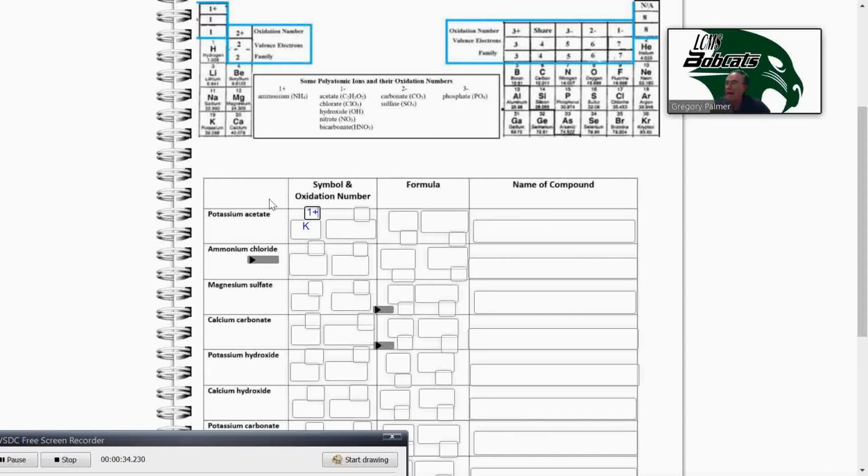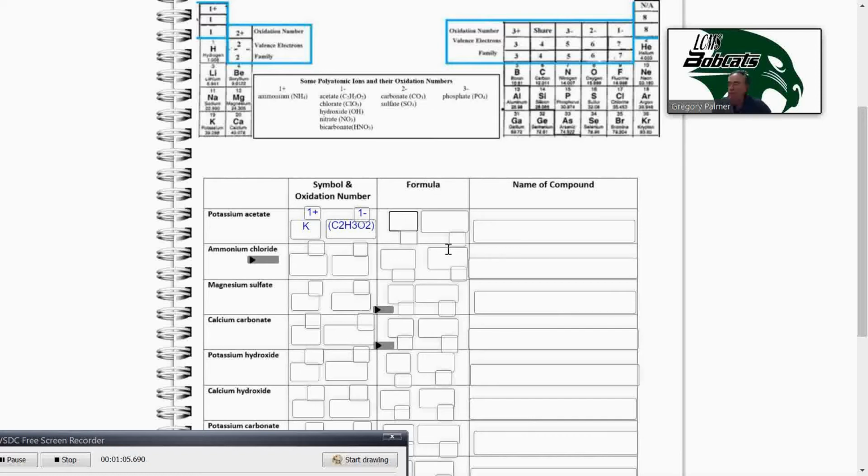And we see this as acetate, so we look up here, acetate is C2H3O2. Oh, violated the first law here. This is supposed to be capital. And we need to have it in parentheses. We're going to keep it in parentheses just like we see up here. And its oxidation number is 1 negative.